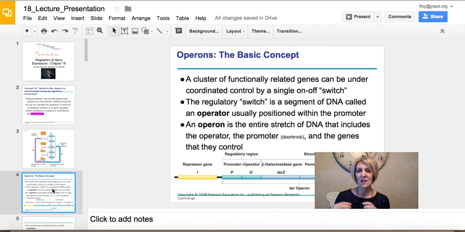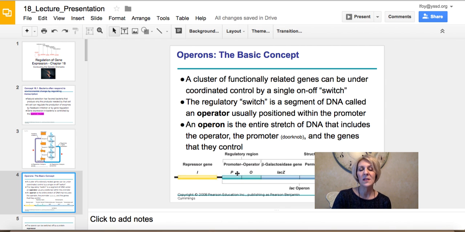So the basic concept of an operon is this idea that there is a switch, and downstream from this switch are some structural genes. Those genes are going to code for specific proteins. This is all on the DNA. The operator is a switch, and it's usually positioned within something called the promoter. The promoter is where the RNA polymerase is going to sit when this piece of DNA gets transcribed.